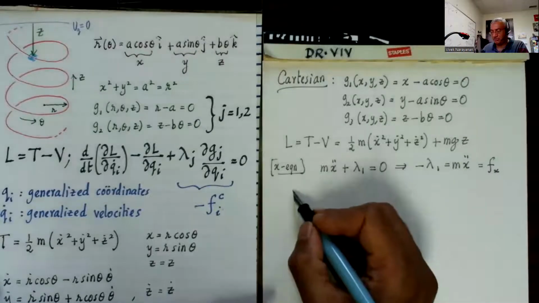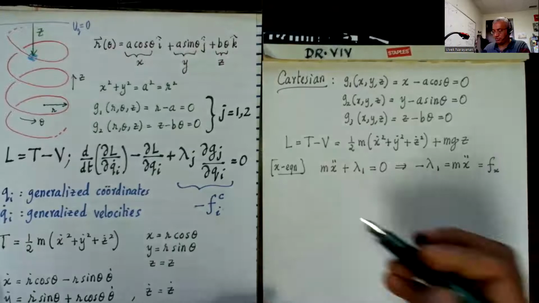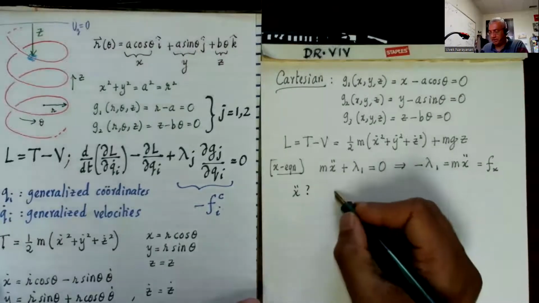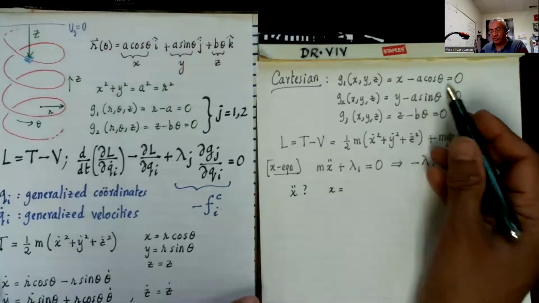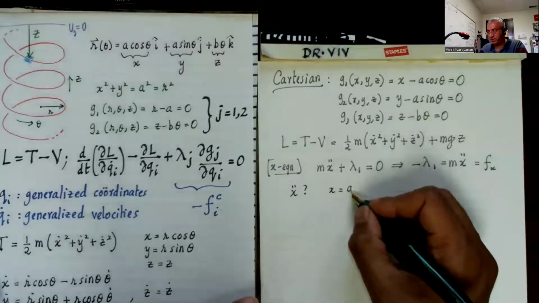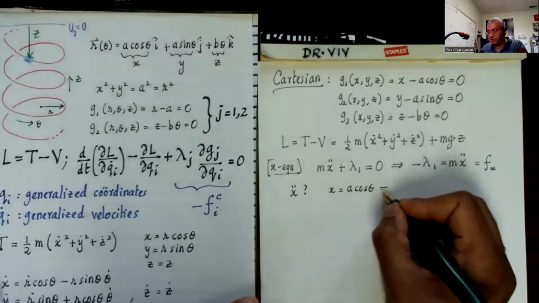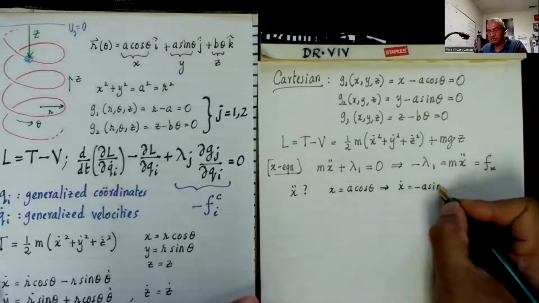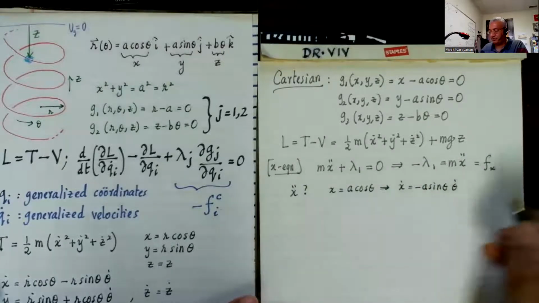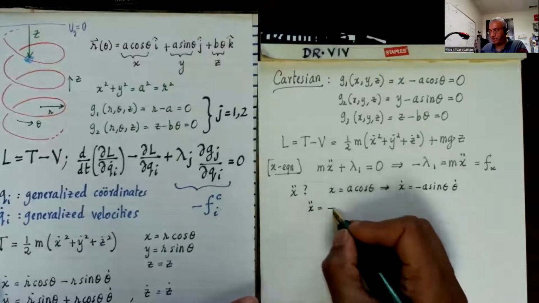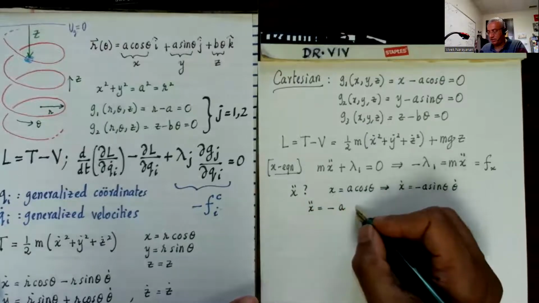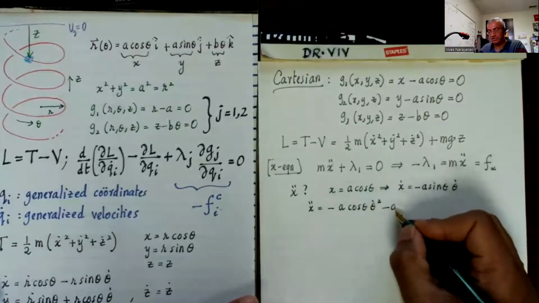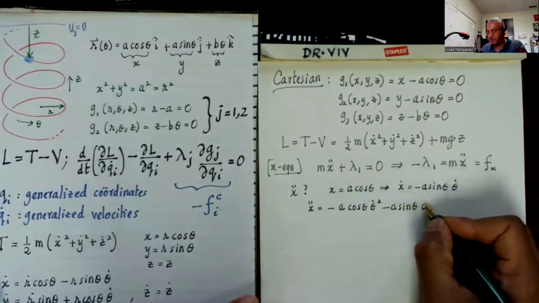Let's find out what x double dot is. So that'll be our approach to do the constraint forces. x double dot is what? Well, first of all, x is equal to a cosine theta from the first constraint. So I get x equals a cosine theta. When I differentiate it, I'm going to get x dot equals negative a sine theta, theta dot. And when I differentiate this again, I get x double dot equals negative a cosine theta, theta dot squared, minus a sine theta, theta double dot.